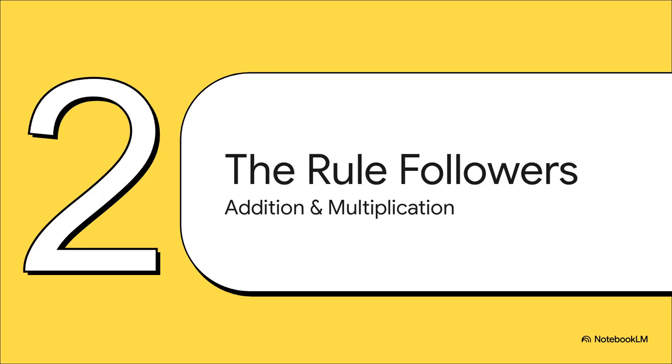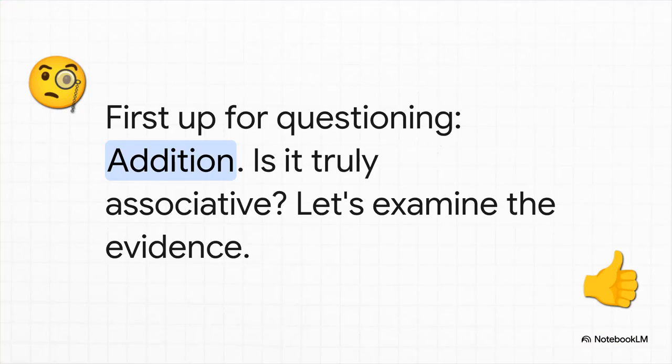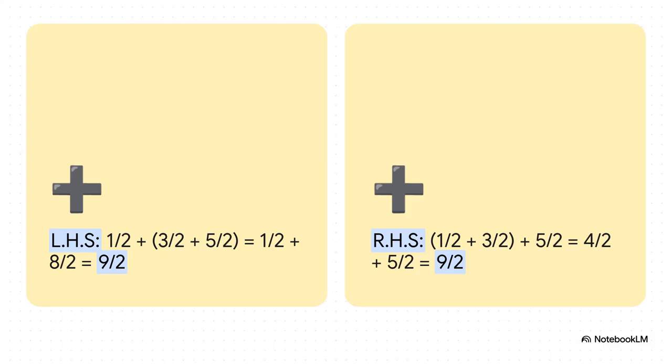All right, let's start by interrogating the good guys, the operations that actually follow the associative law. First up for questioning, we have addition. Let's see if the evidence really proves that it's as associative as they say it is. Okay, let's test it out with these 3 fractions. On the left side, we'll add 3 halves and 5 halves first. That gives us 8 halves. Add that to 1 half, and our final answer is 9 halves.